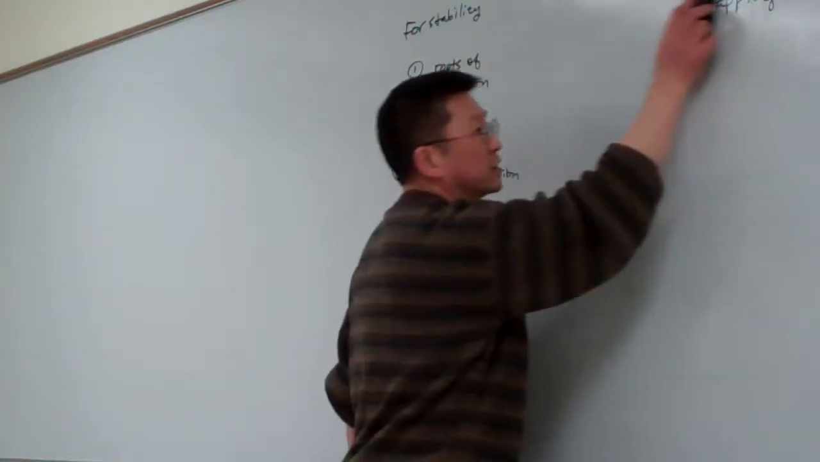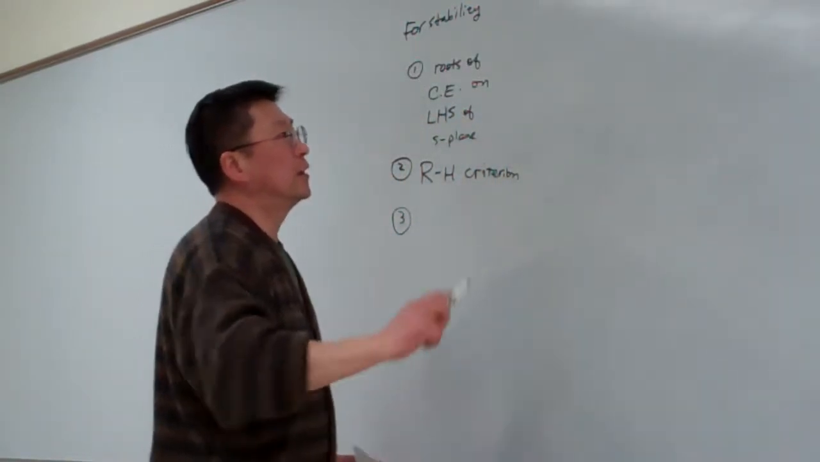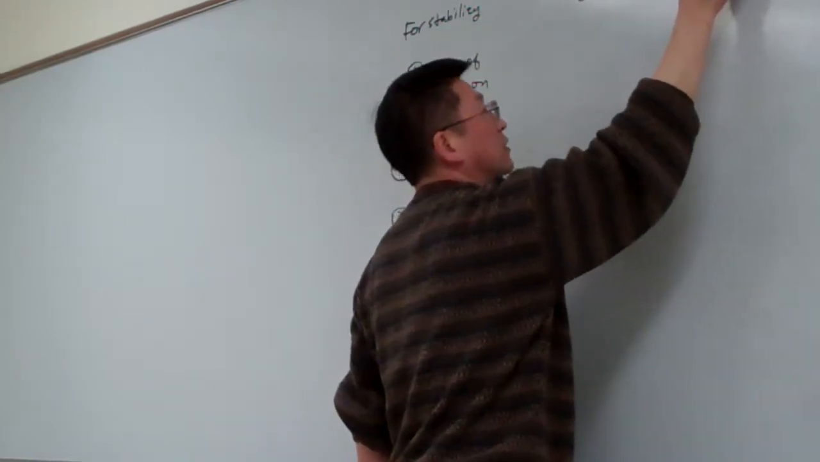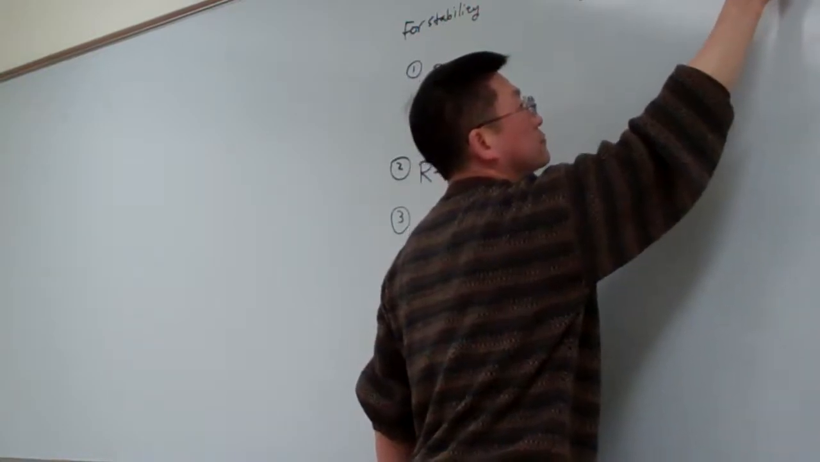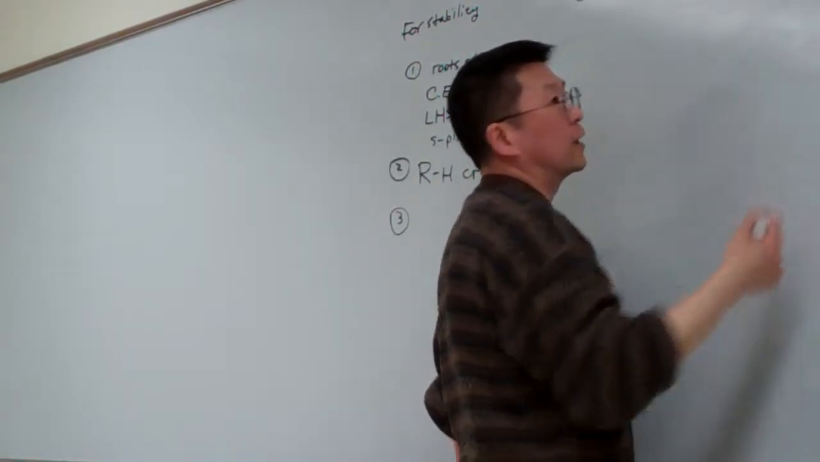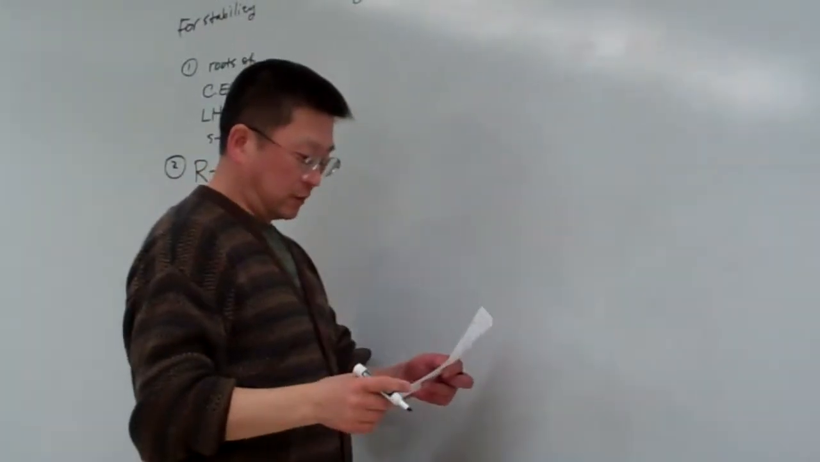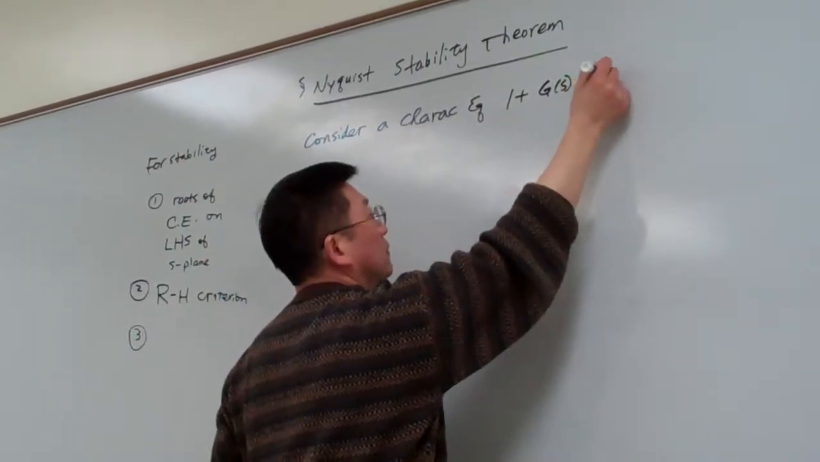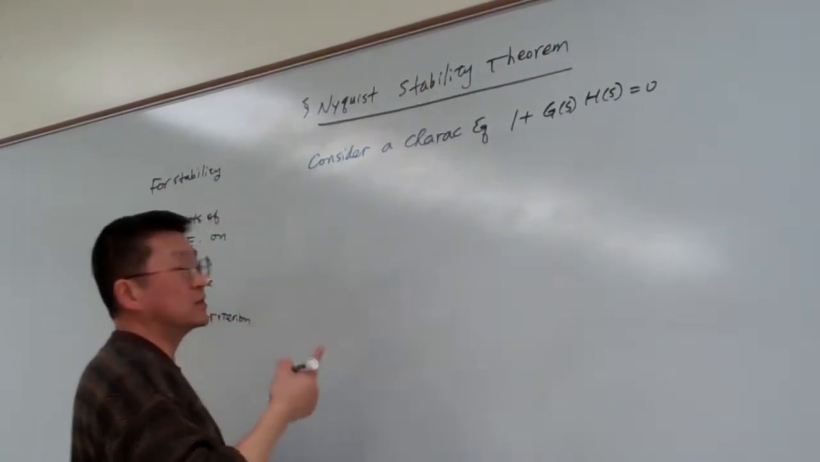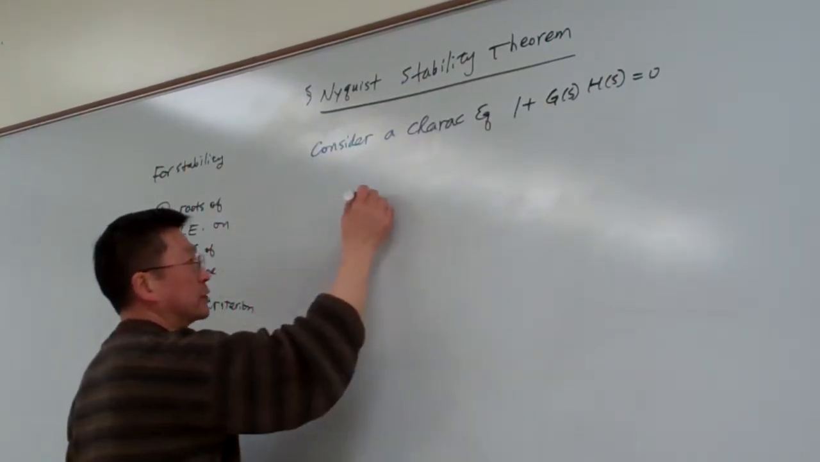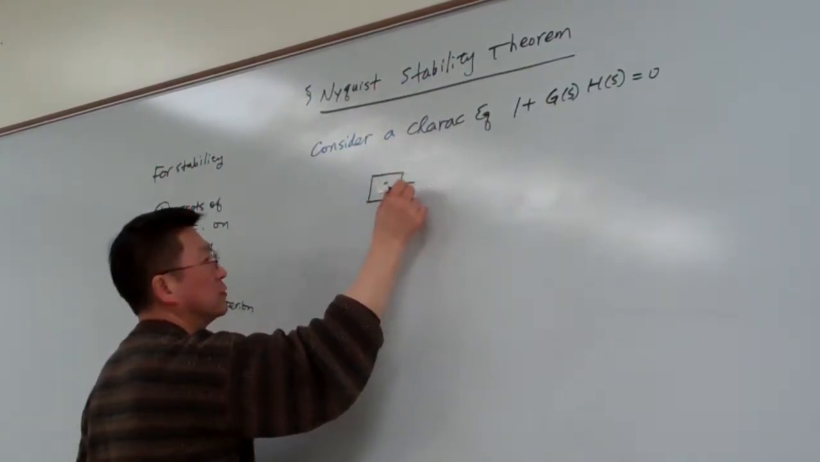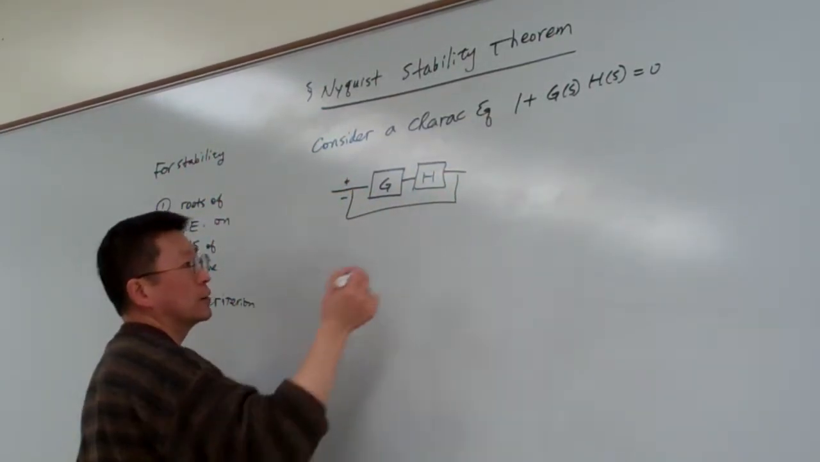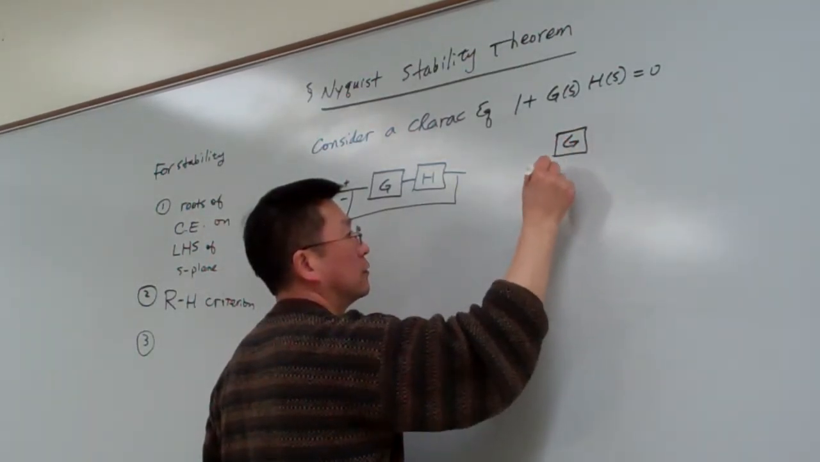Basically, this stability theorem is saying that, consider the characteristic equation, 1 plus, let me see, whatever notation the textbook uses. So this is the characteristic equation. Examples of such a system could be like this: 1 plus G, H, or 1 plus G.